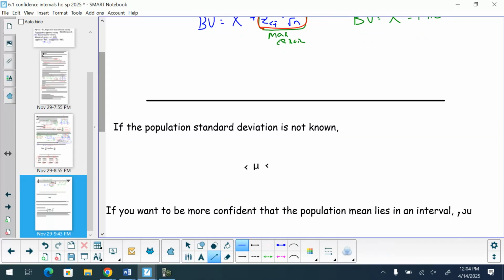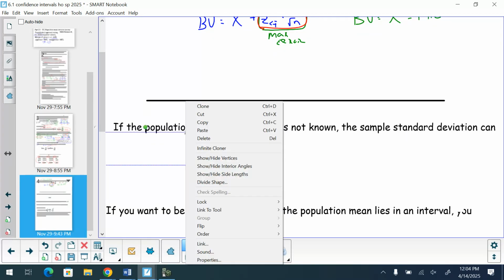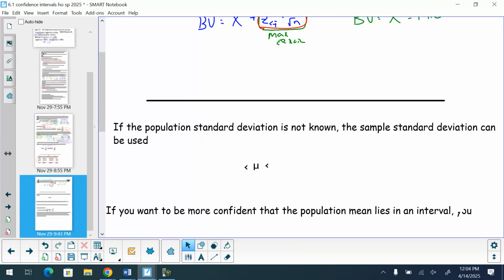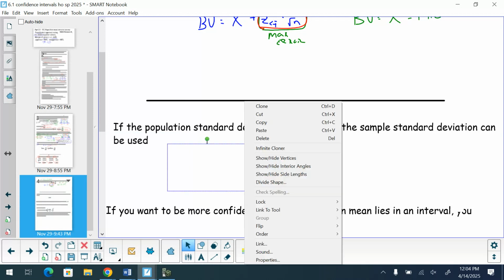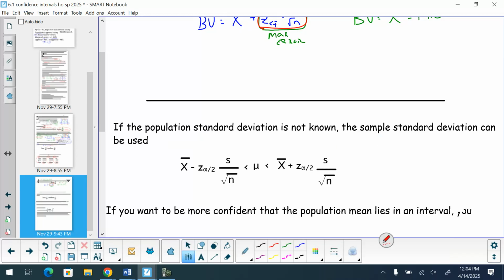If the population standard deviation is not known, the sample standard deviation can be used. So basically, for our confidence intervals, once again, you can change these to CI. For your confidence interval, we can use the standard deviation from the sample.